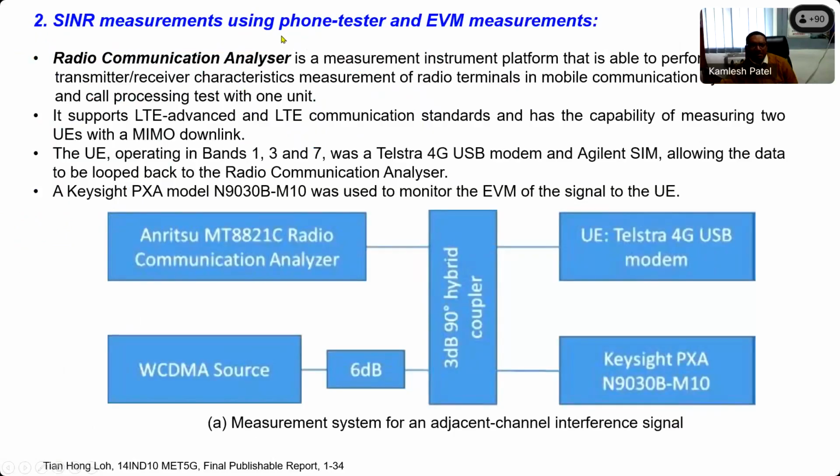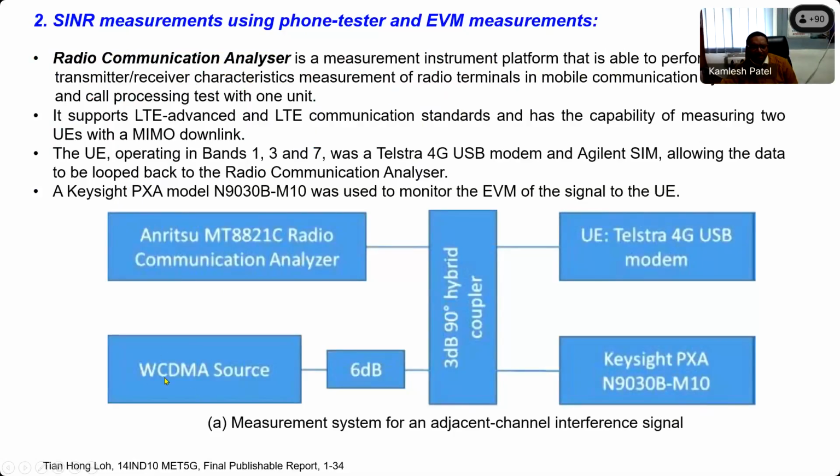The second measurement was done with the help of a phone tester and the EVM measurement. For the phone tester, the radio communication analyzer is used. This is from the NSO company, and this instrument is a platform that is able to perform both transmitter and receiver characteristics measurement of the radio terminals in a mobile communication system.